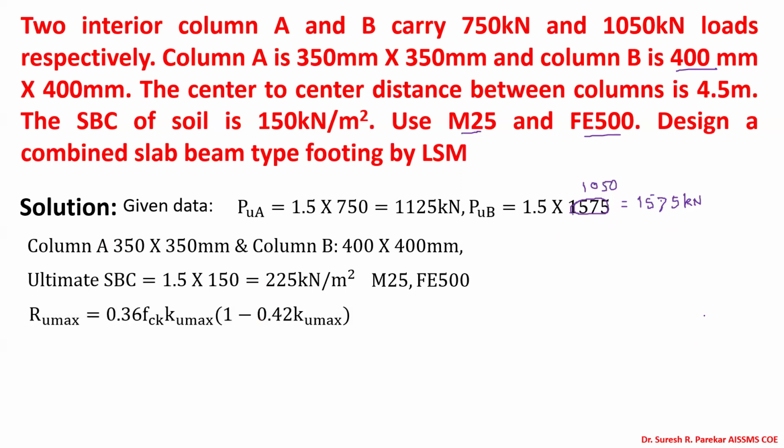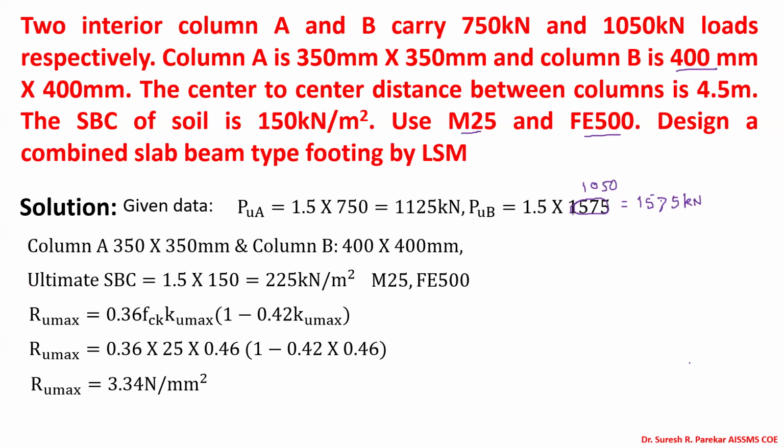M25, Fe500. Ru max is 0.36 fck xu max into (1 minus 0.42 xu max). For Fe500, xu max by d is 0.46, and from this I get Ru max as 3.34 Newton per mm square. Here I have made the correction, but in the first step I forgot it.